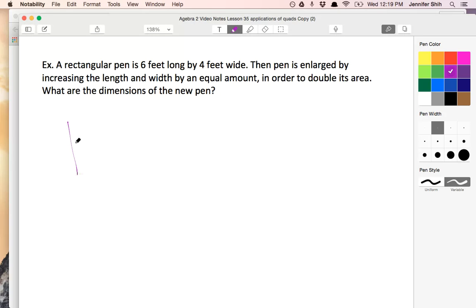So a pen is where we keep animals, or it's kind of like where we keep animals. I don't want to say children.